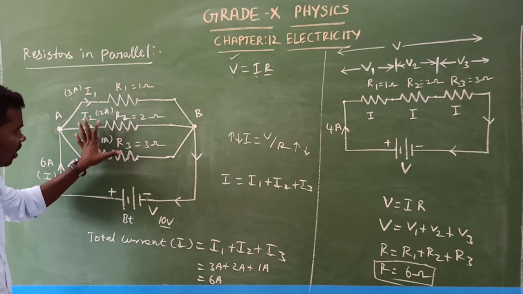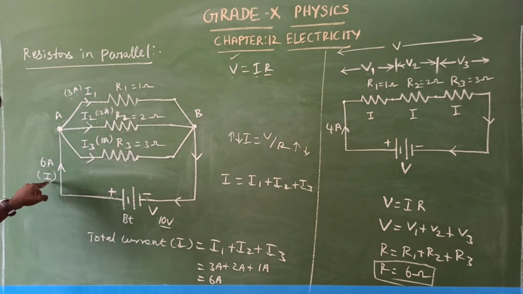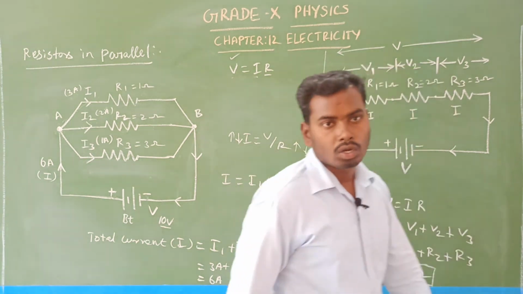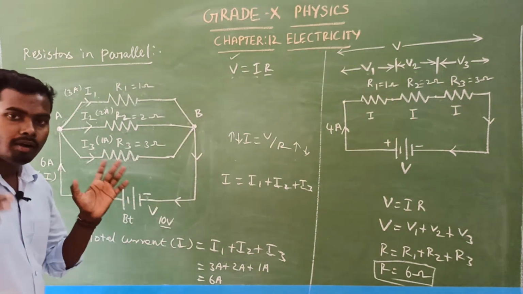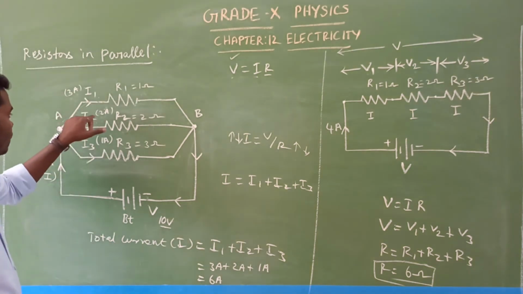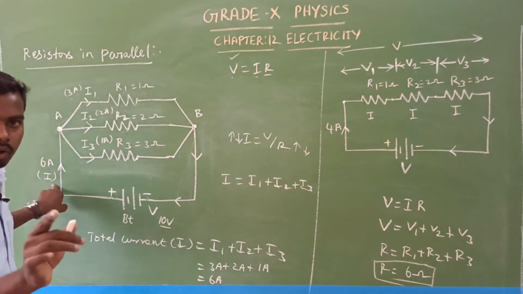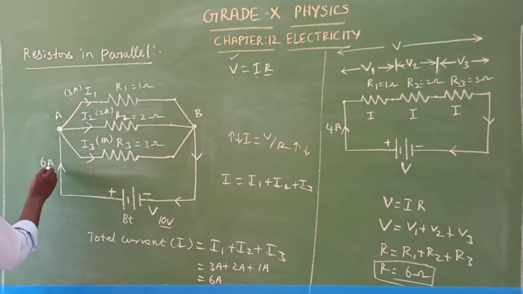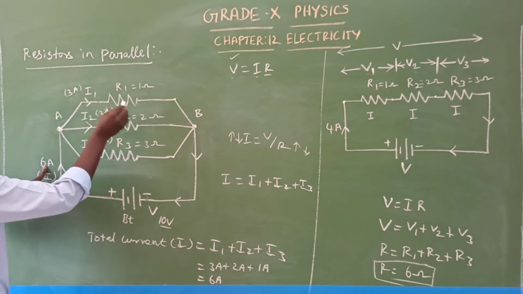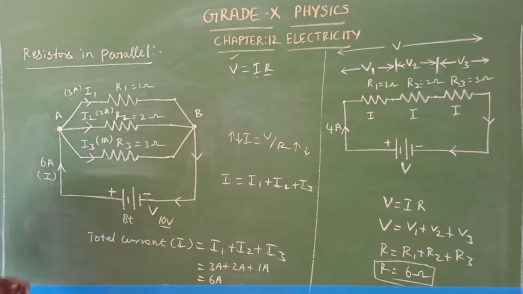இந்த எல்லா கரண்ட் வேல்யூவையும் நாம் ஆட் பண்ணினால் அது டோட்டல் கரண்ட் வேல்யூக்கு ஈக்குவலாக வரும். I1, I2, I3 மூன்றையும் ஆட் பண்ணினா டோட்டல் கரண்ட் I-க்கு ஈக்குவலாக வரும். ரெசிஸ்டன்ஸ் கம்மியாக இருப்பதால் கரண்ட் அதிகமாக போகும், ரெசிஸ்டன்ஸ் அதிகமாக இருப்பதால் கரண்ட் கம்மியாக போகும். R3-ல ரொம்ப அதிகமாக இருப்பதால் கரண்ட் ரொம்ப கம்மியாக தான் போகும்.